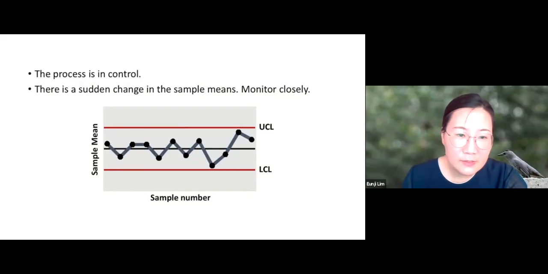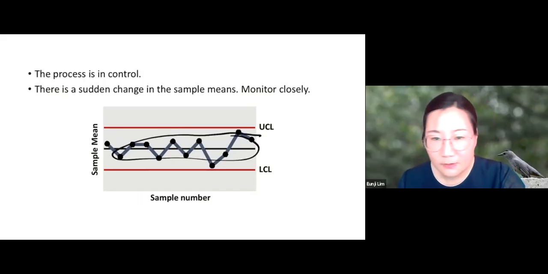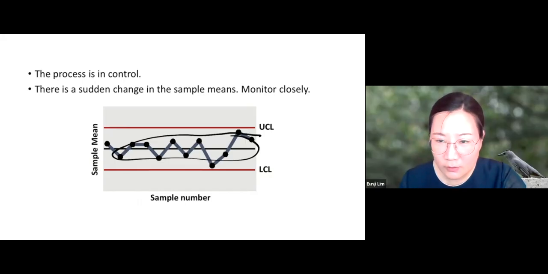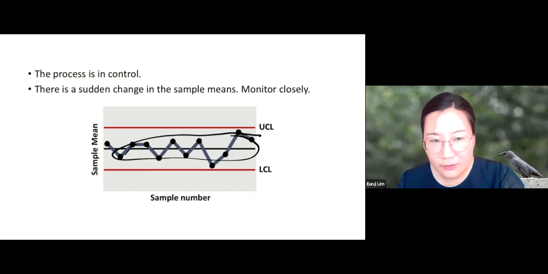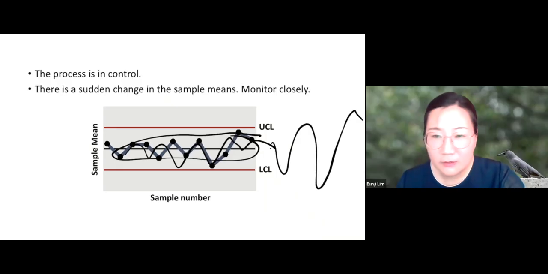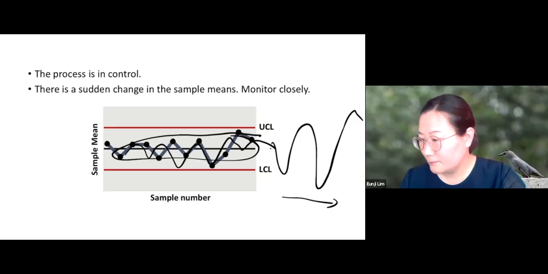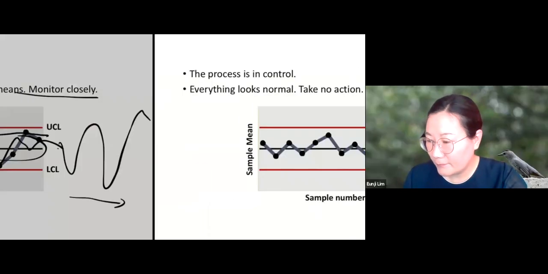Let's look at another pattern. All the sample means are within the limits. So you conclude the process is in control. But I'm a little concerned about the way these values are fluctuating. They are fluctuating more and more. So who knows what's going to happen in the next few hours? They may go beyond the limits. So what should we do? We should keep watching, monitor closely.